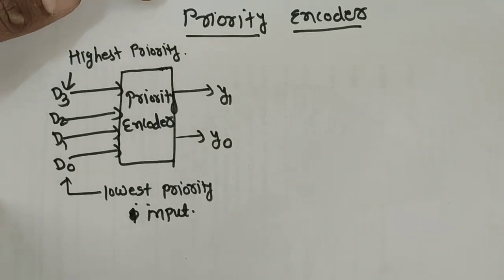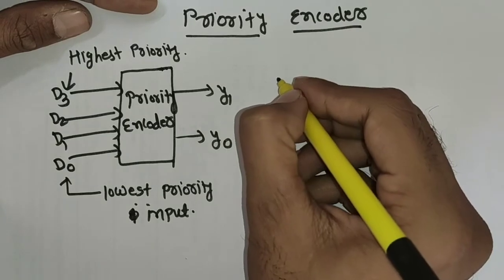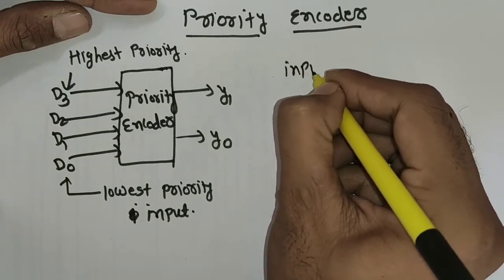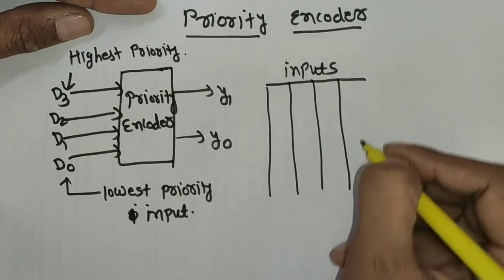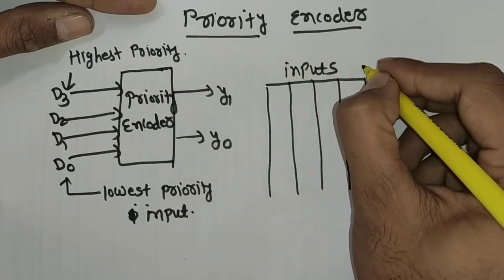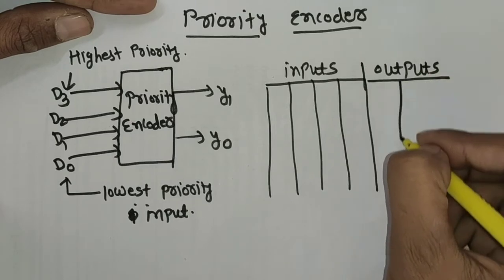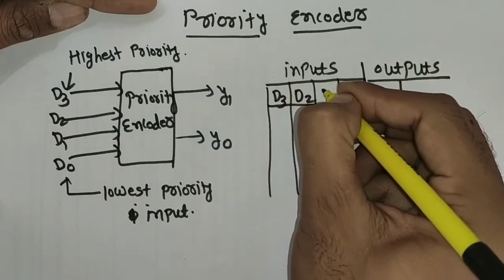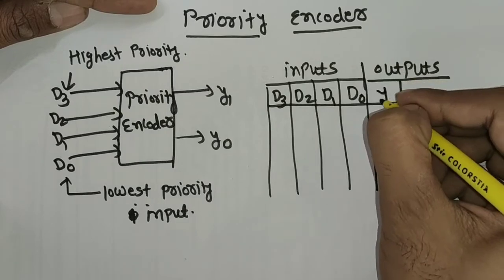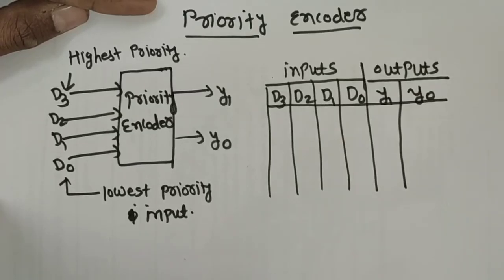And now we can find the truth table of this priority encoder. So here we have four inputs, D3, D2, D1 and D0, and here we are getting the two outputs, Y1 and Y0. So we can apply the different possible input combinations, and we can check what output we are getting from this priority encoder.